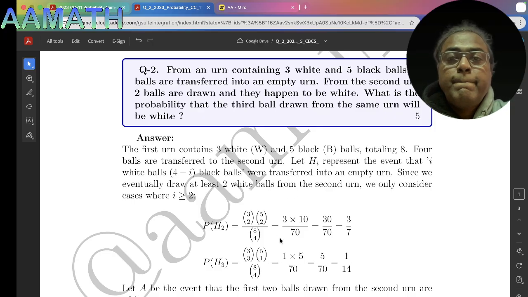the first urn. Since we eventually draw at least 2 white balls from the second urn, here from the second urn 2 balls are drawn and they happen to be white. So at least 2 white balls are drawn from the second urn. We only consider the cases here i greater than or equal to 2. So either H2 or H3. When H2, 2 white balls and 2 black balls. For the H3 event, 3 white balls and 1 black ball.